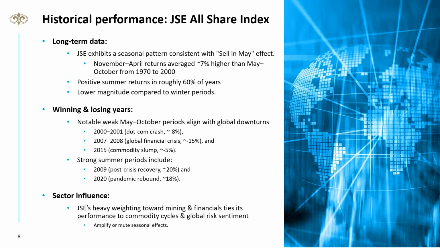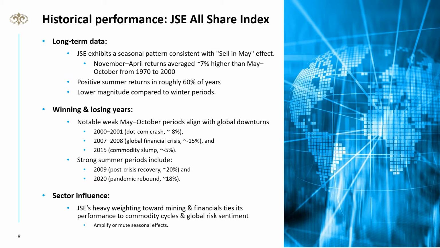The JSE All Share context, there's a lot of things that obviously we don't have a lot of information on, but it does exhibit the same kind of pattern. November to April returns about 7% higher than May to October. So at the end of the year, we talk about the Santa Claus rally. So yeah, that's part of it. But positive summer, which is our winter, returns is roughly about 60% over the years. And obviously in our summer period, I'm just flopping about. I said I won't, but it does get a bit confusing. But you can see the winning and losing years as roughly about 8%.